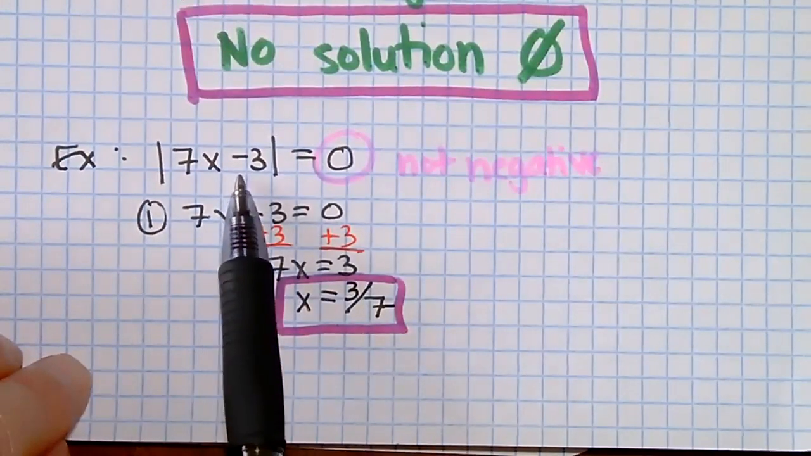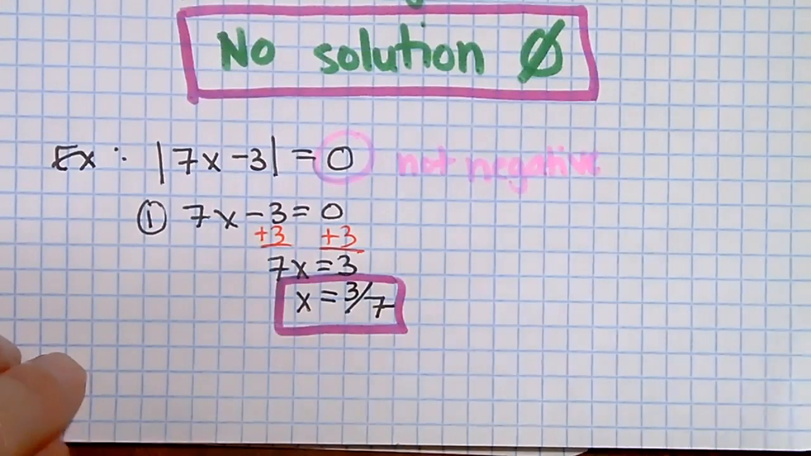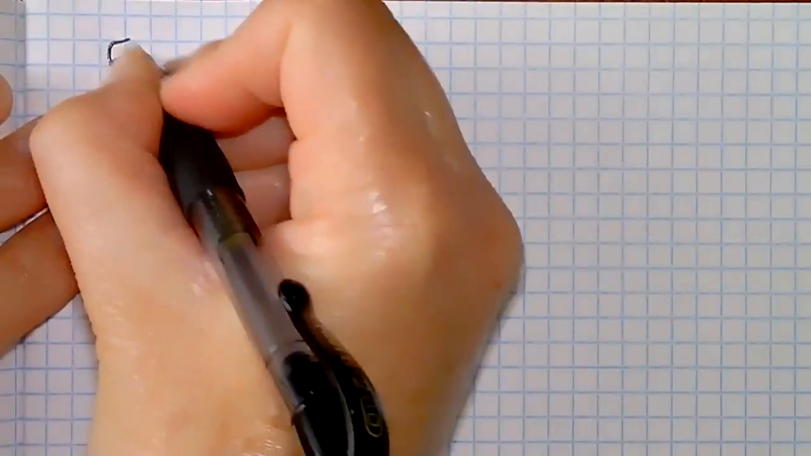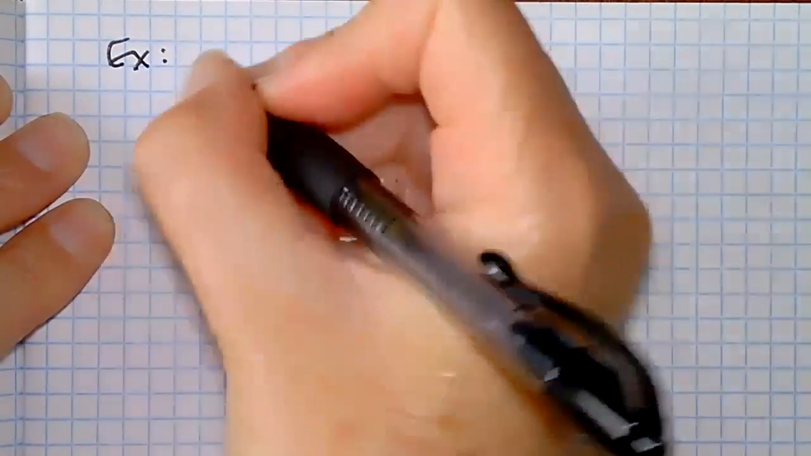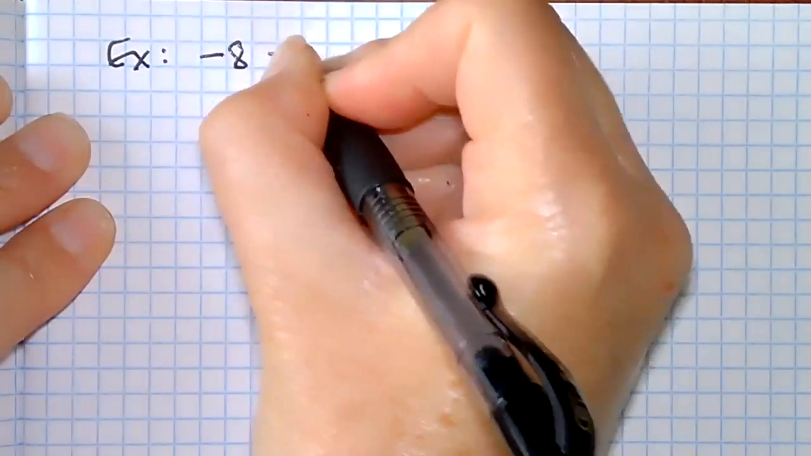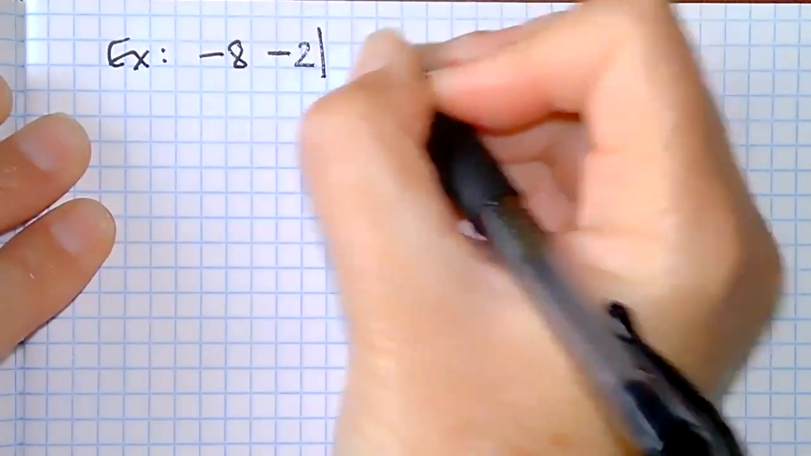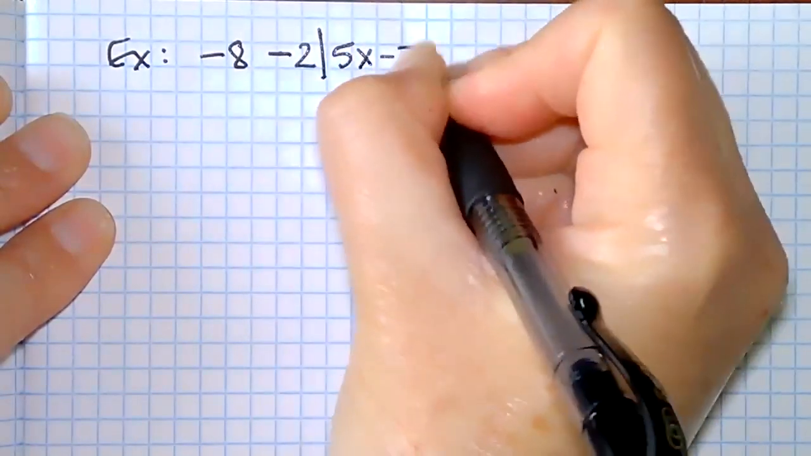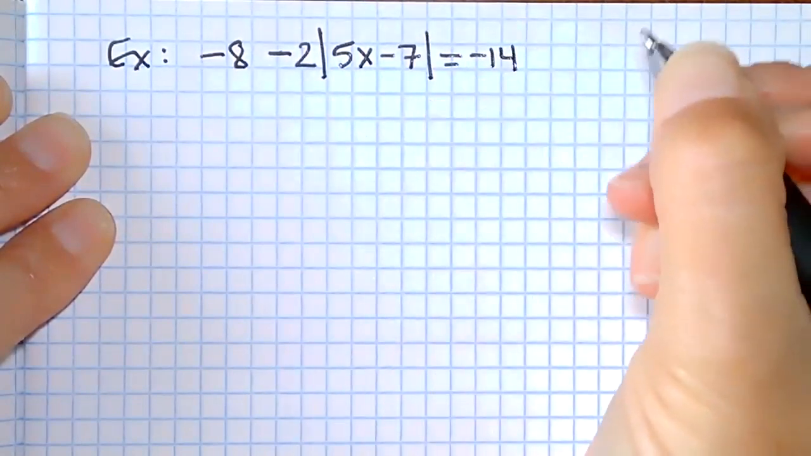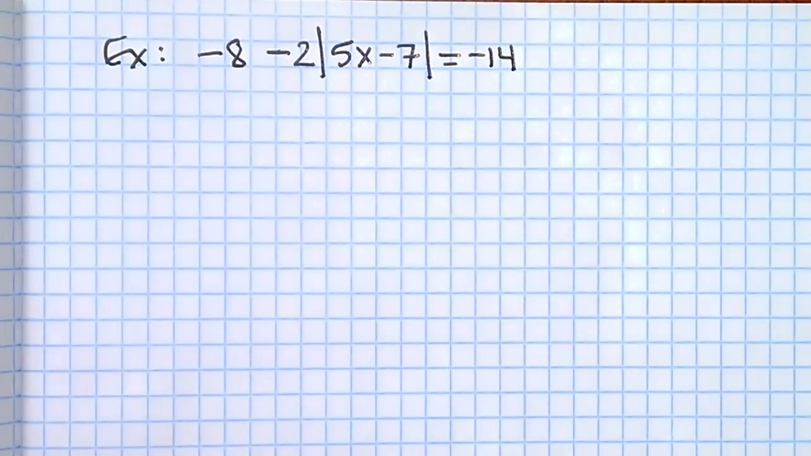Okay, so now the next one I'm going to do is going to take it up a step. So far, all of ours have been where the absolute value is isolated. Now I'm going to do one where that's not the case. So for this example, I'm going to have -8 minus 2 times the absolute value of 5x minus 7 equals -14.